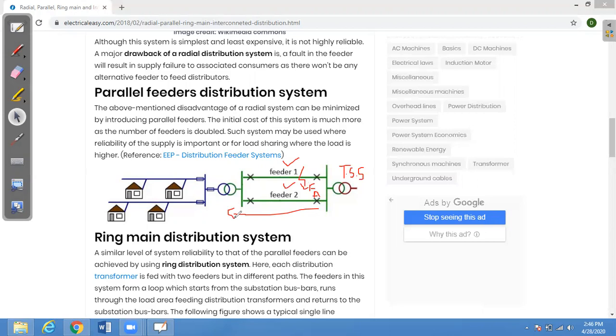So the drawback that was in the radial distribution system is covered, or we can say it is addressed here in the parallel feeder distribution system. But there is also a drawback with the parallel feeder distribution system. The drawback is, what if both of these feeders, feeder 1 and feeder 2, fail? Then again we will have a blackout in this load. Now to counter this problem, we have another type of distribution system, known as the ring main distribution system.